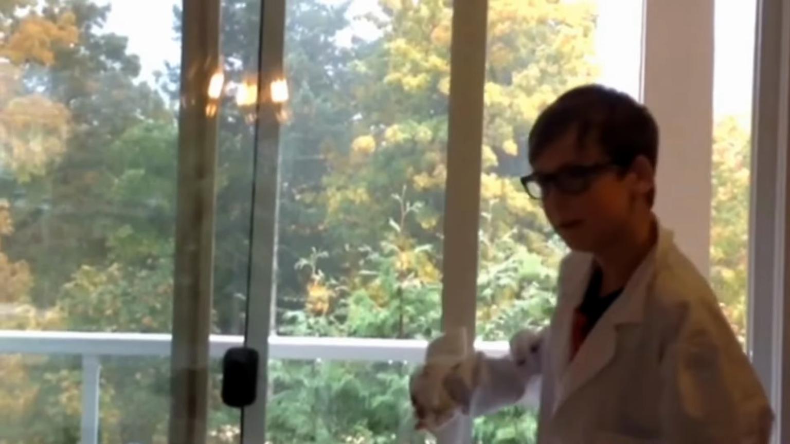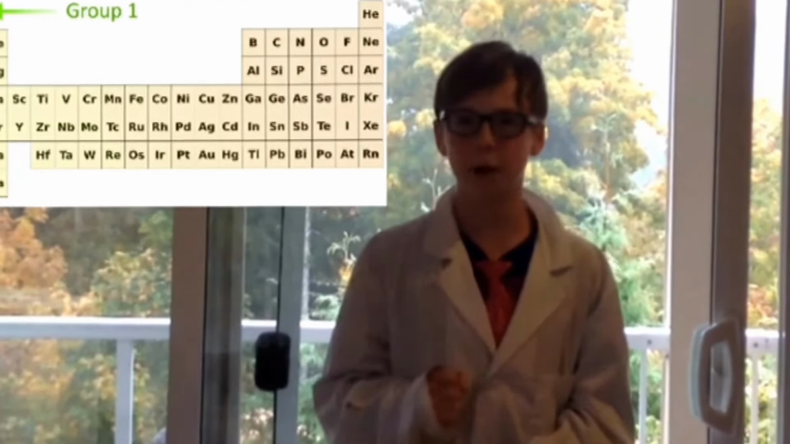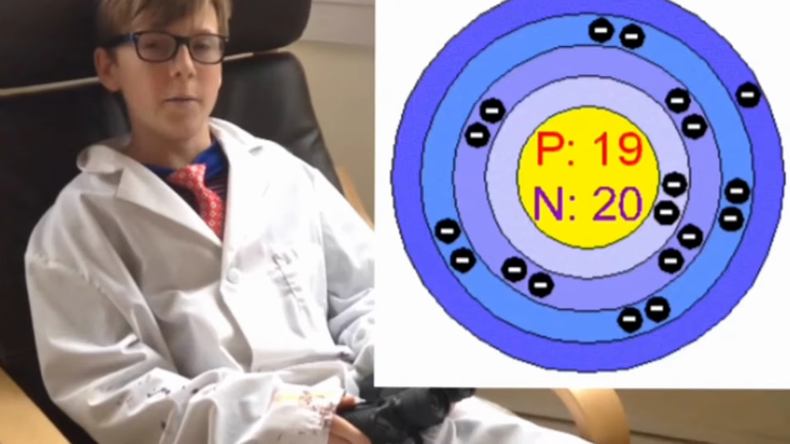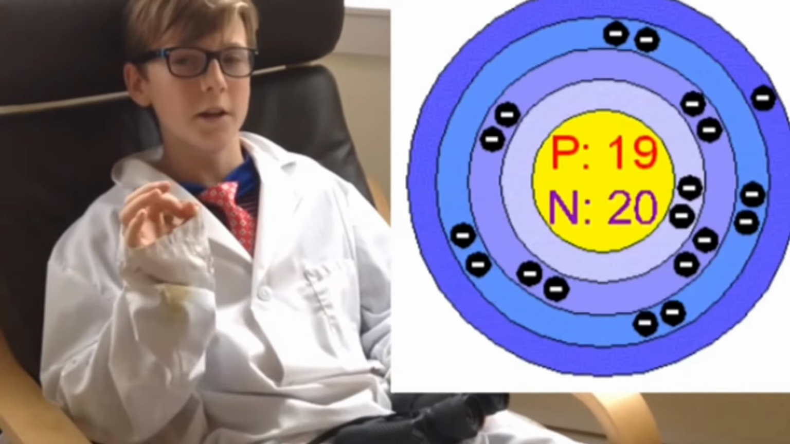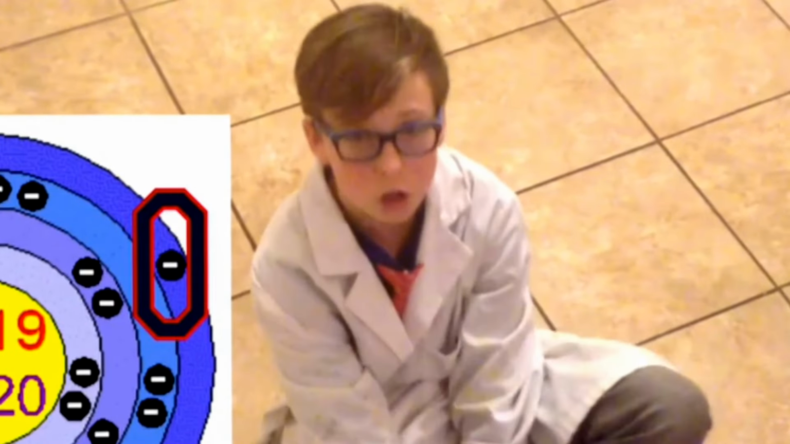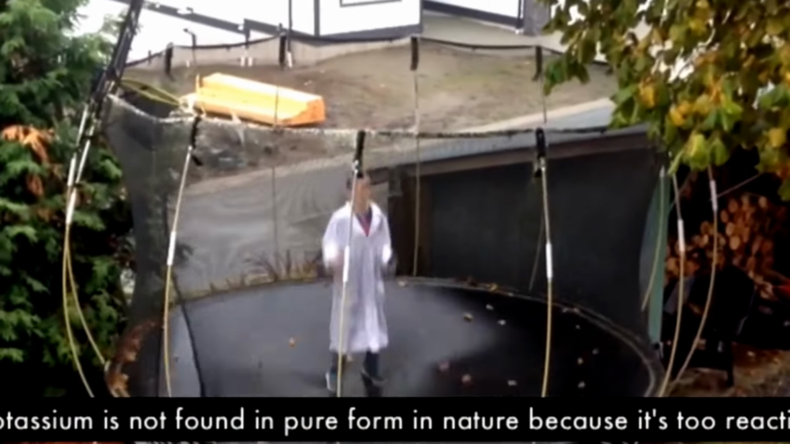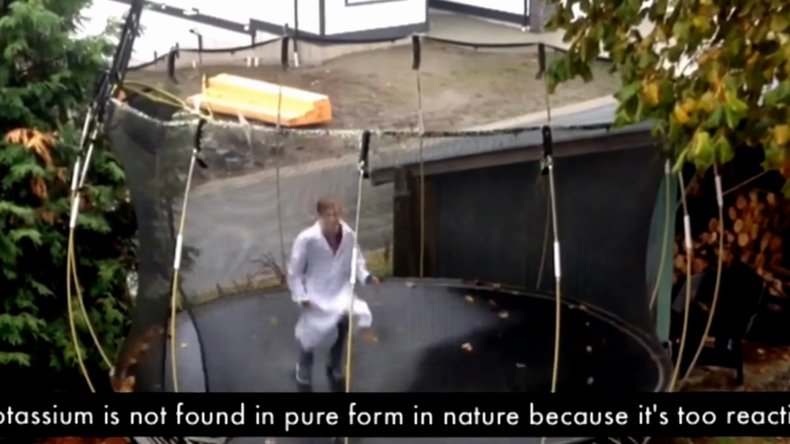Potassium is located in group 1 of the periodic table. It is an alkali metal. Potassium's atom has 19 protons, 20 neutrons, and 19 electrons. With only one electron in the outer electron shell, potassium is highly reactive. Potassium is not found in its pure form in nature because it's too reactive.